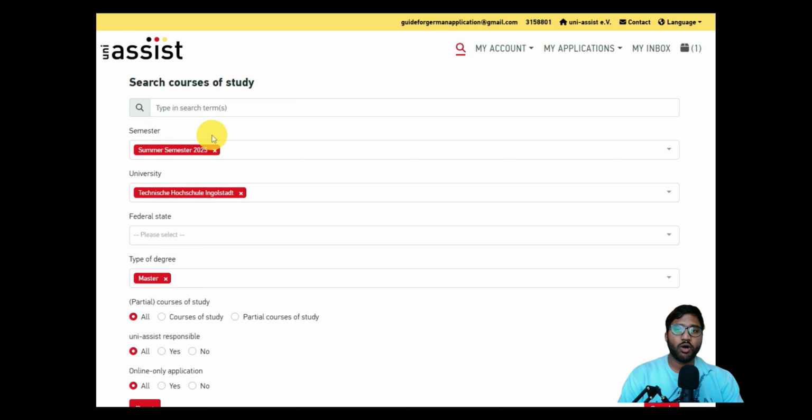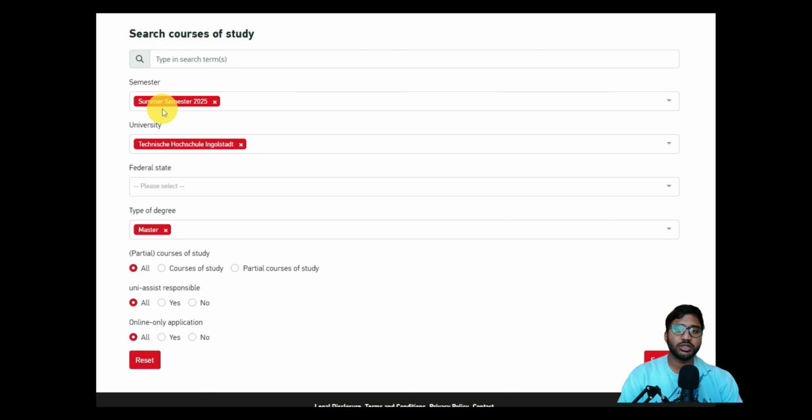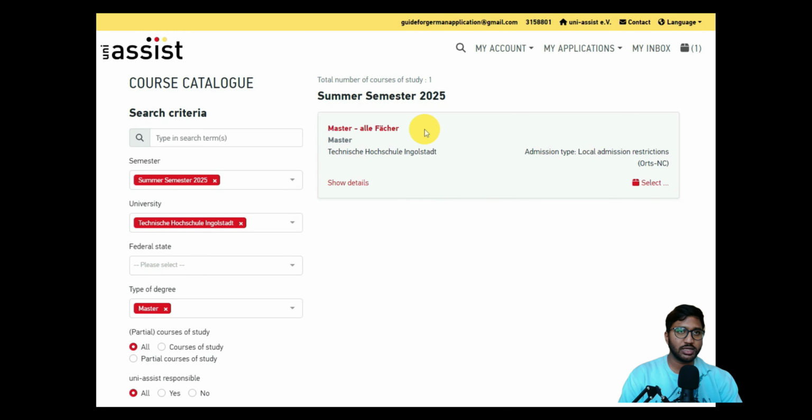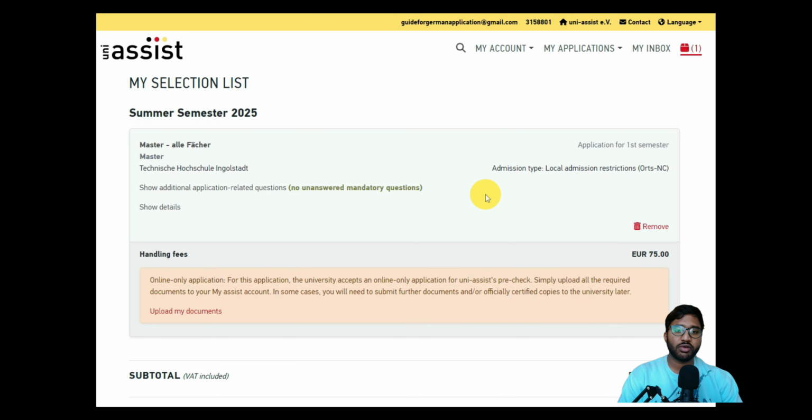I have already shown you how to search for it. Search for summer semester 2025 Technical Hochschule Ingolstadt and masters. If you search, you will get only one, which is only for master and which is for all subjects or all courses. Then you can click on inbox, where we have kept it. So this is the end of the first part.